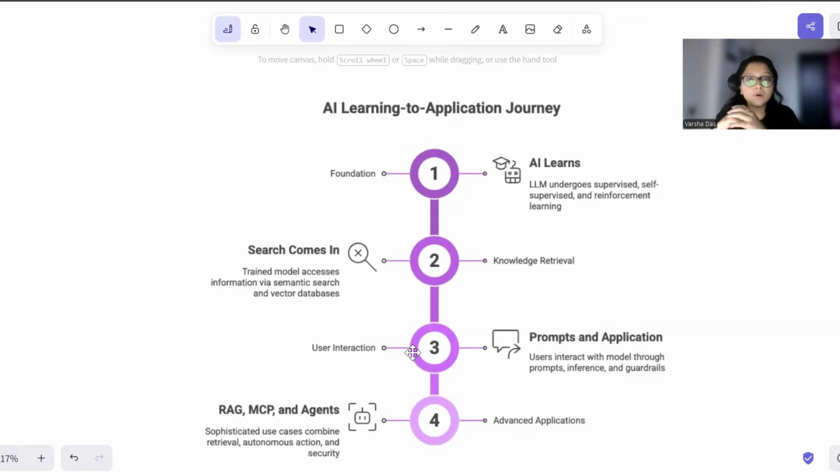So this is like the four-phase journey map, which I was talking about. How actually all the buzzwords or the jargons that we hear of actually connect with each other. They don't work in silos, they don't work independently. All of them are leading to something. So, first is about learning, then search, then the prompts, and finally the application.